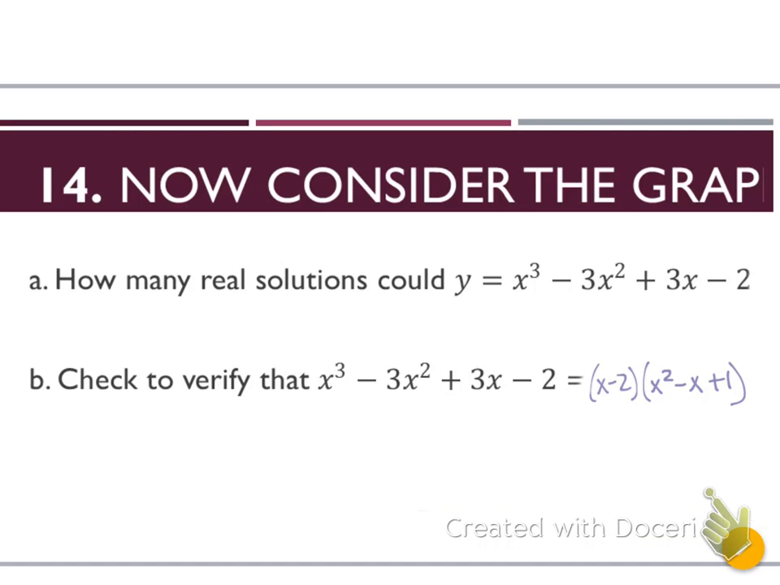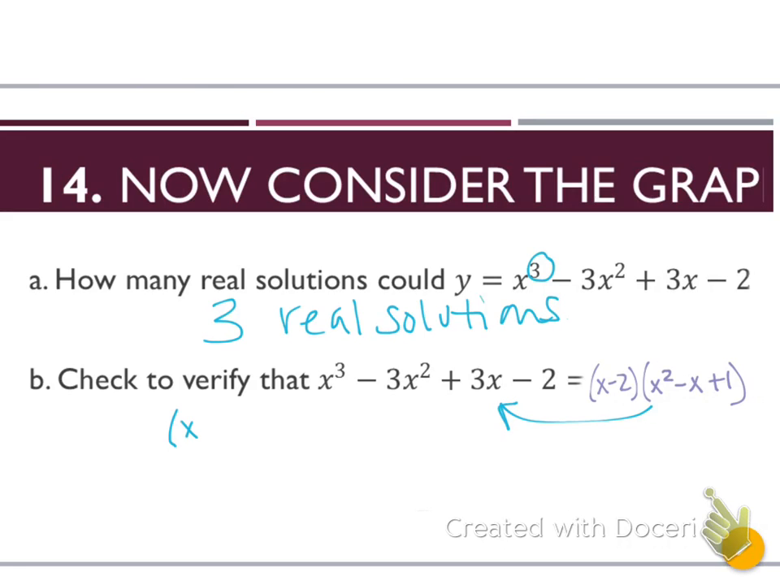Okay, now consider the graph. How many real solutions could this have? So that 3 tells me I have 3 potential real solutions. And then what we're going to do is see if it's true. So we want to show that it represents the same thing. So I have x minus 2 times x squared minus x plus 1. So we're just going to double check to make sure that that was a good factor there.